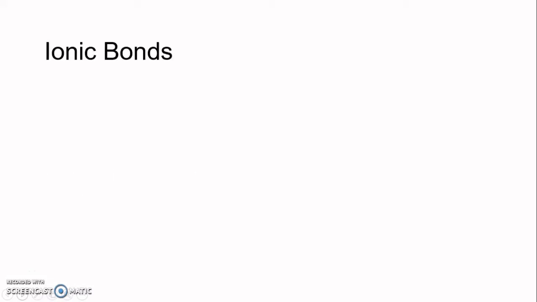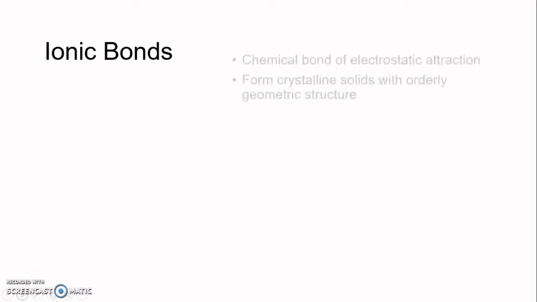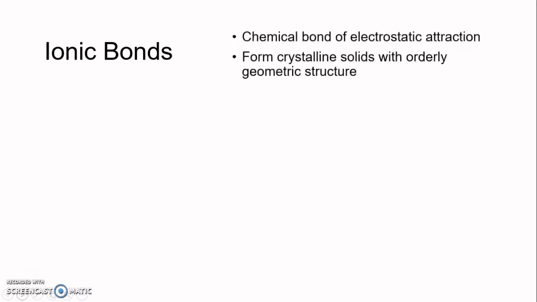The first type of chemical bond we'll talk about are ionic bonds. Now, ionic bonds are chemical bonds that are based on electrostatic attraction. In other words, you have two atoms that have an electrostatic charge, and charges of opposite polarity, in other words, a positive and negative charge, will attract each other. Generally, when you have an ionic bond, it forms a crystalline type of structure.